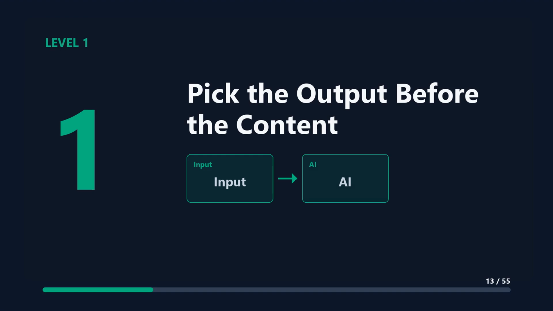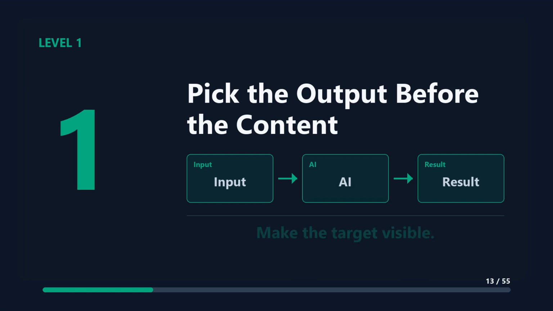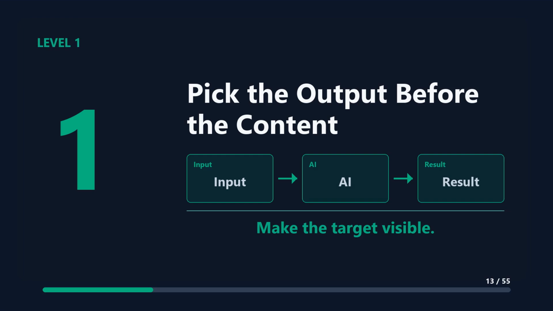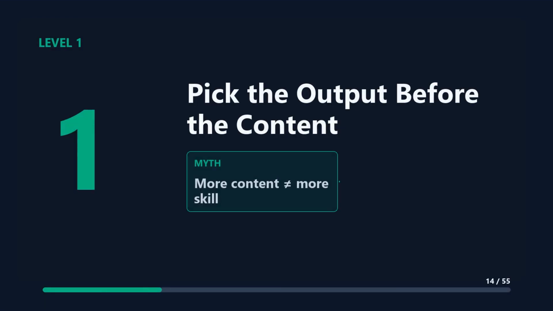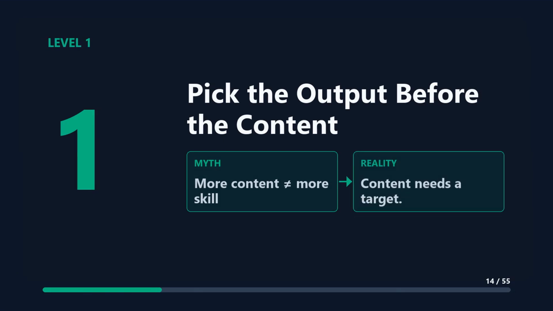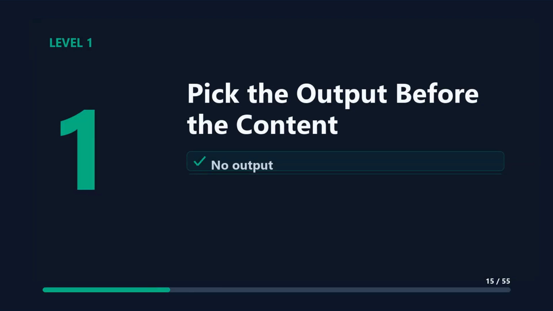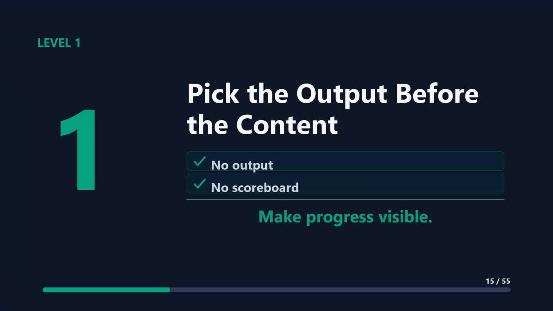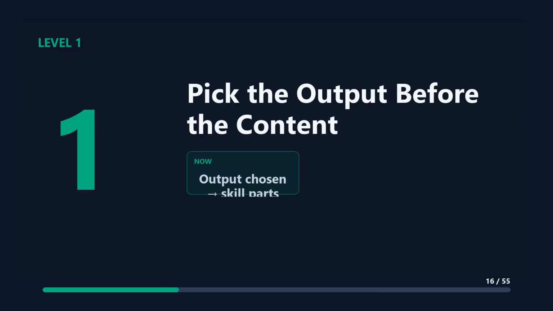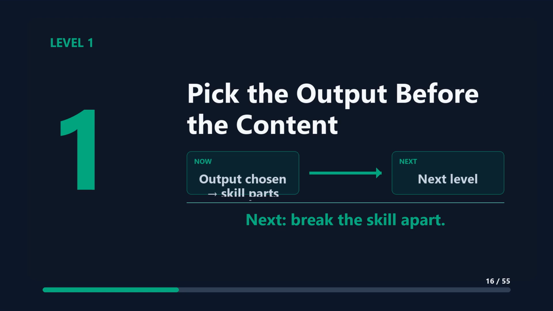A weak target is learn editing. A stronger target is cut one rough clip, add readable captions, fix the audio, and export it. The beginner mistake is thinking that more content automatically creates more skill. Content helps, but only when it is connected to a real output. This stage matters because a clear output gives your brain a scoreboard. Without one, every tip feels important, and you cannot tell whether you are actually improving. Once the output is clear, the next question is simple: what smaller skills does that output require?